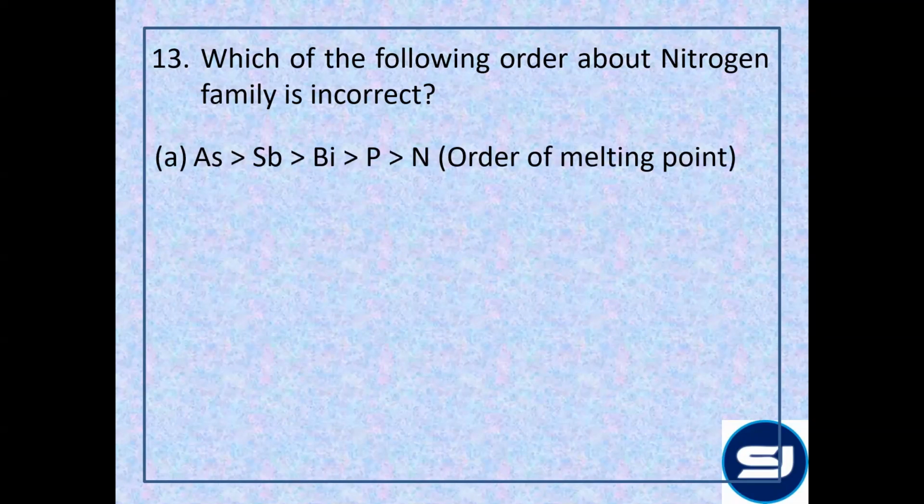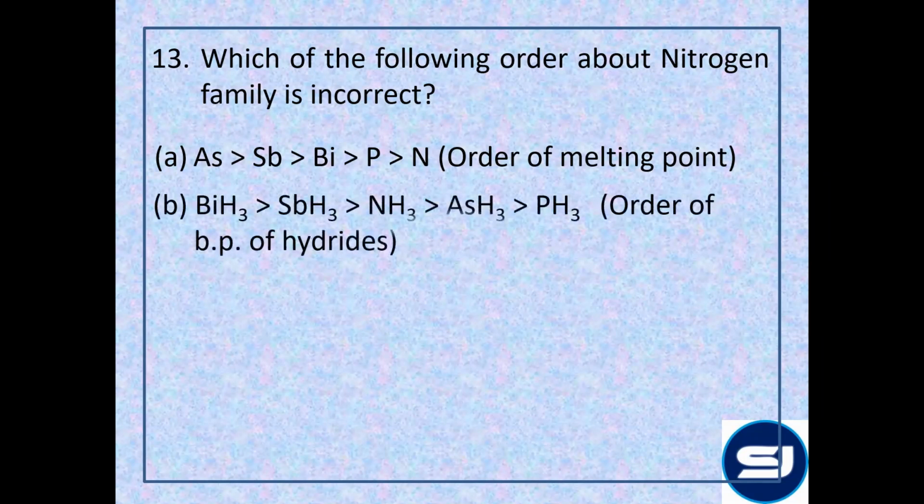The melting point for the group 15 elements increases up to arsenic, and then again decreases, मतलब highest melting point arsenic का होता है, followed by antimony, bismuth, and then going back we have phosphorus and nitrogen. This is indeed the correct order.